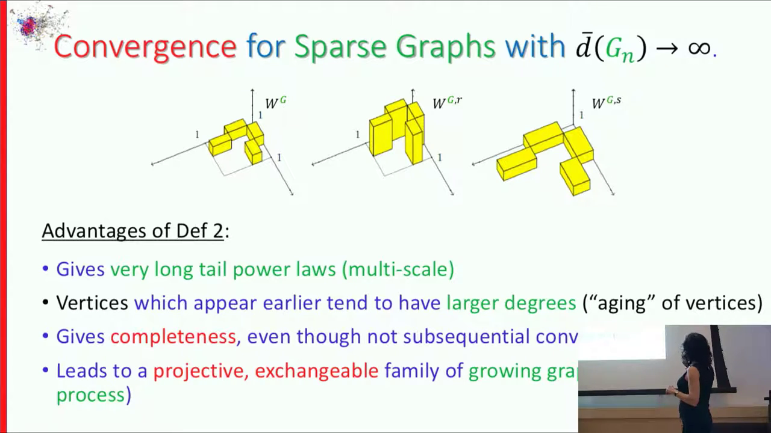This second way of doing it, which is something that the statisticians like a lot more, gives very long power law tails, multi-scale. Vertices which appear earlier tend to have larger degrees, gives completeness, and it leads to, and this is the thing that the statisticians really like, a projective exchangeable family of growing graphs, okay? Which means that basically everything that grows, the projective piece, everything that all the earlier graphs are subgraphs of your current graph.